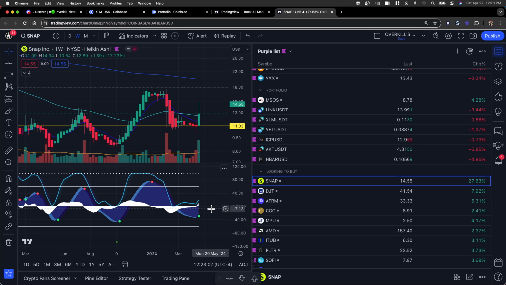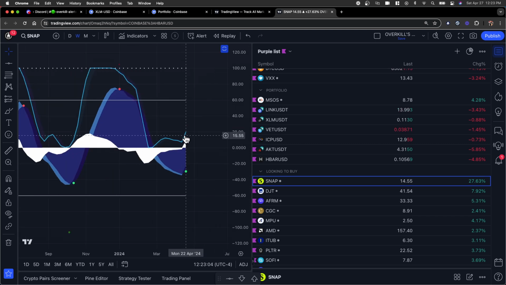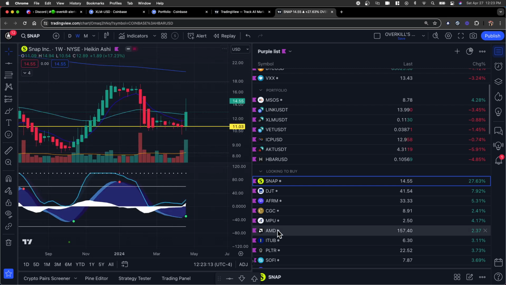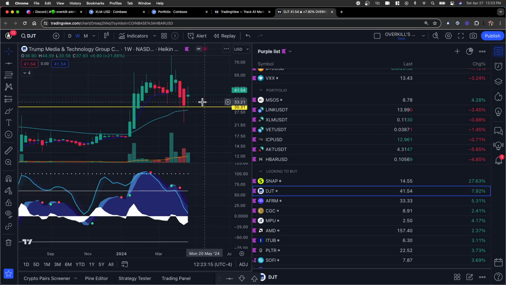And this is a really, really strong looking chart. We're not looking to sell until the stochastic, which is only sitting at 20 right now, goes all the way back up here to 100. That's what we're looking for on Snap. That one's still looking good. Still on the looking to buy list.